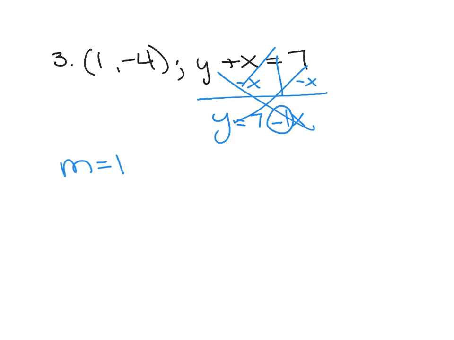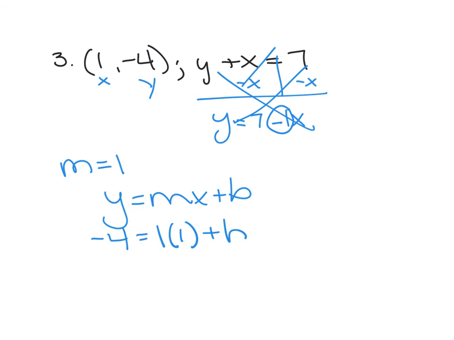I wanted to go through this point. So we're going to have -4 is equal to our slope of 1, our x of 1 plus b. -4 is equal to 1 plus b, and b is going to be equal to -5. So now let's go ahead. We've got the slope, we've got the y-intercept.